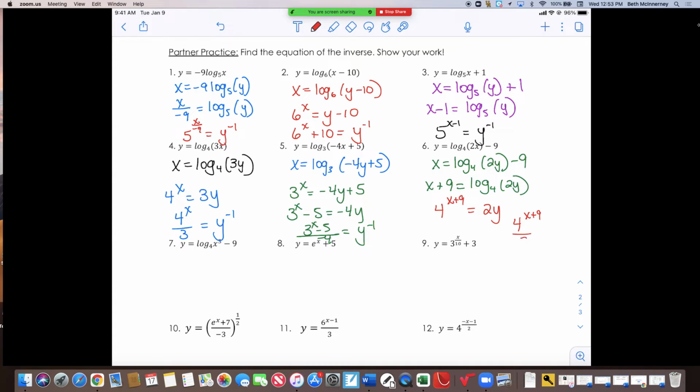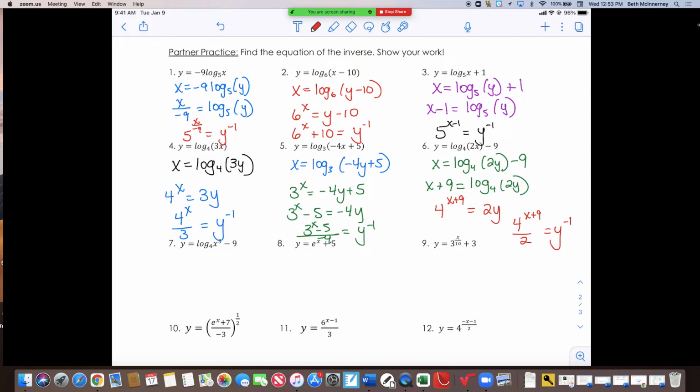And I divide by 2. Now, can I take the 4 divided by 2 and say that's 2 to the x plus 9? No, because of the exponent. Exponent's order of operations, I cannot divide before the exponent.